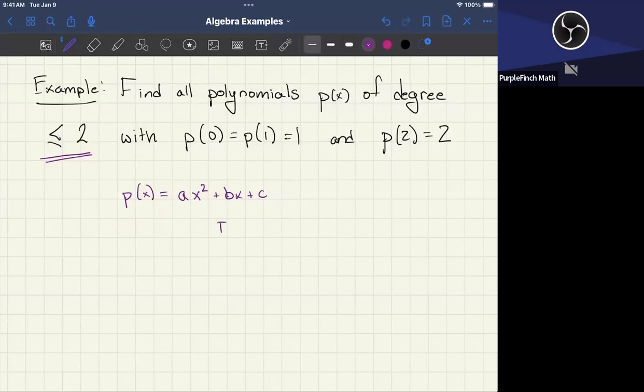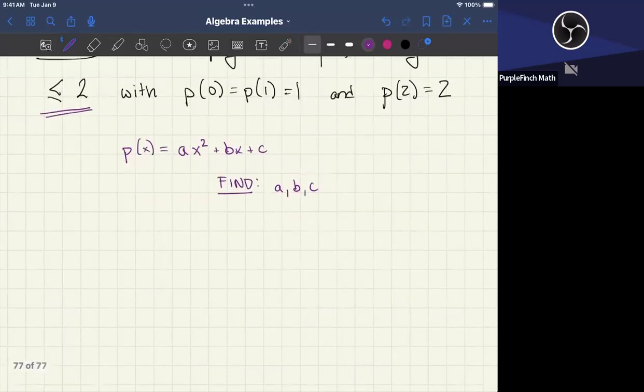When it says find all polynomials, we can rewrite that. We want to find a, b, and c. So we want to know what those numbers are in order to make our polynomial have those outputs that we're looking for, these constraints. So let's start off with our first constraint.